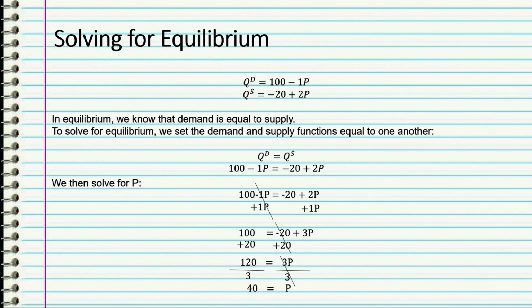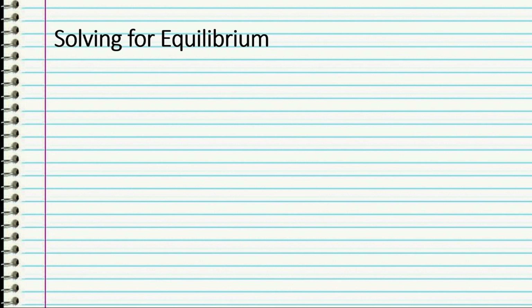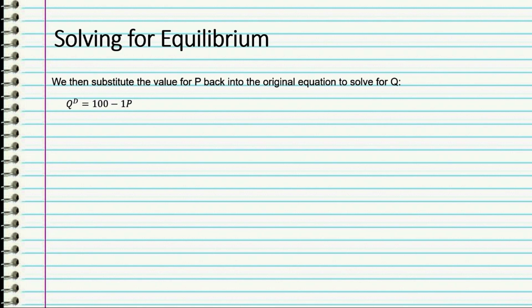We still have to solve for equilibrium quantity. To solve for equilibrium quantity, we substitute our value of P back into the original equation and then solve for Q. And here we see the equilibrium quantity is 60.